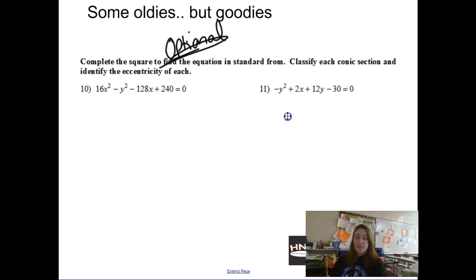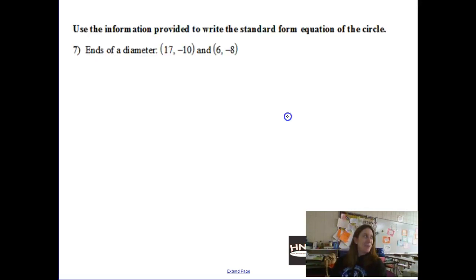I'm going to stop because clearly my kid is done with being here. Here's some more problems.